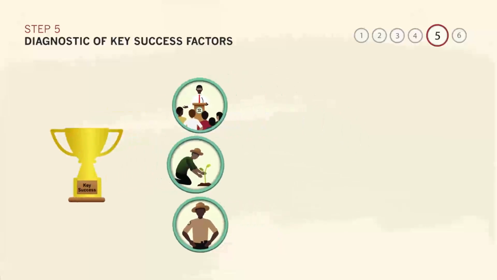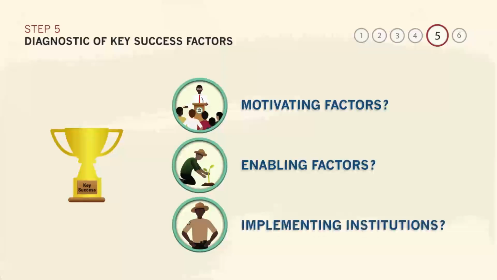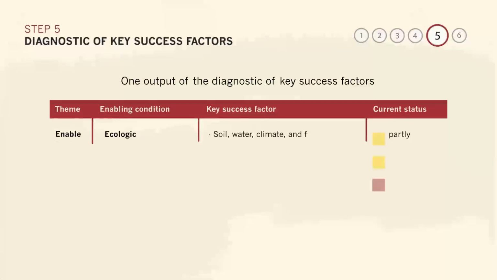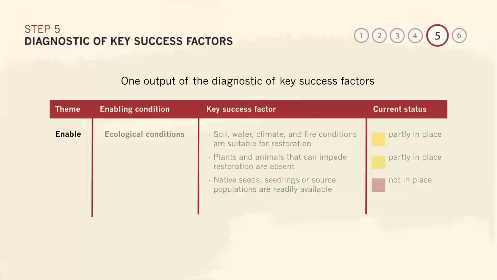For example, is there clear motivation for the work among decision makers, landowners, and citizens? Are legal, social, economic, and ecological factors in place to enable the work? Does the implementing institution have the capacity and resources needed for restoration? This analysis of Rome provides a checklist to determine if there will be any obstacles to restoration that you will need to overcome, or whether there are factors that can be strengthened or put in place before work begins.